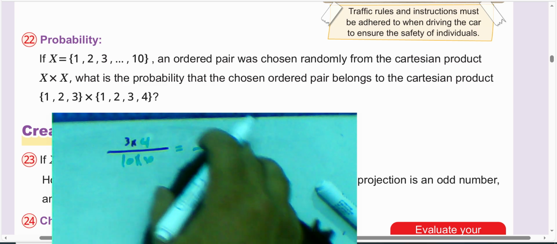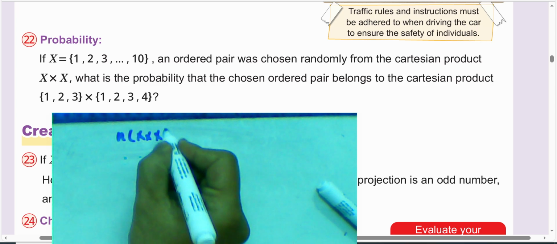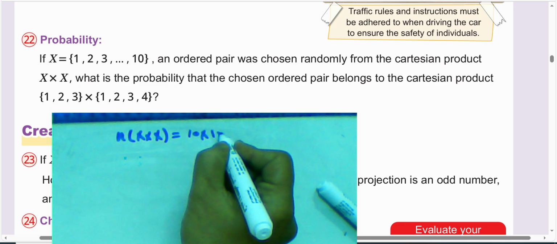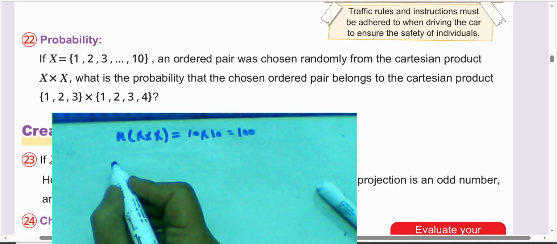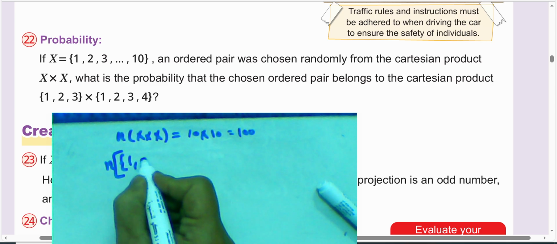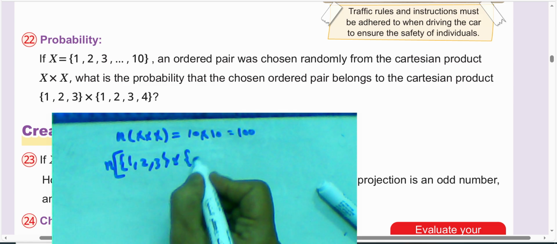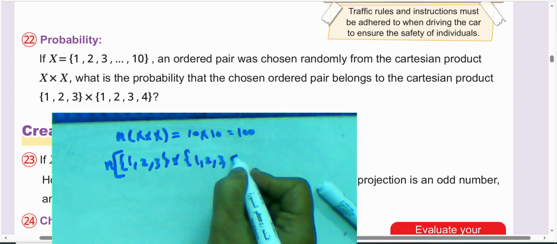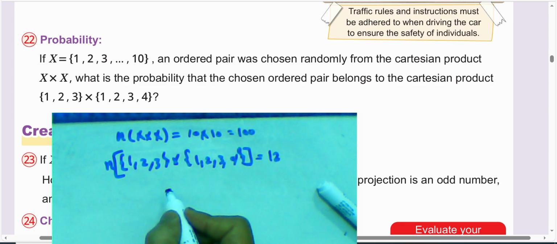Understood? Or should I explain? Okay, I will explain this question. First step, we write the number of elements of X Cartesian product X. It will be 10 by 10, which is 100. And the number of elements of the Cartesian product between the two sets {1, 2, 3} and {1, 2, 3, 4}: we have 3 times 4 equals 12.